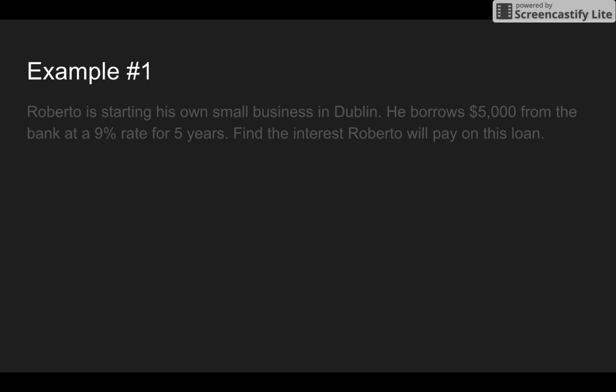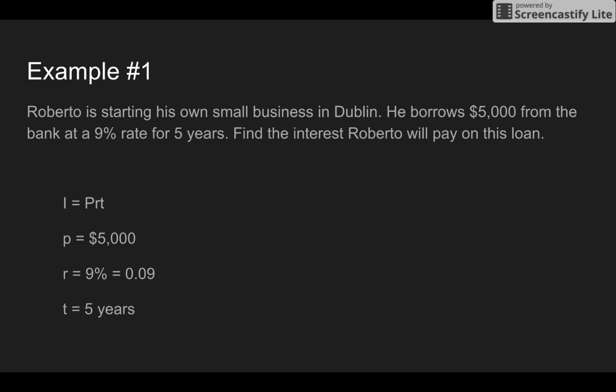Example number 1. Roberto is starting his own small business in Dublin. He borrows $5,000 from the bank at 9% rate for 5 years. Find the interest Roberto will have to pay for his loan. The given: we know that the formula for simple interest is I equals PRT. We are given that P equals $5,000, R equals 9%, which is 0.09 in decimal form, T equals 5 years. And we plug these into the formula, we get that Roberto has to pay an interest of $2,250 for his loan.